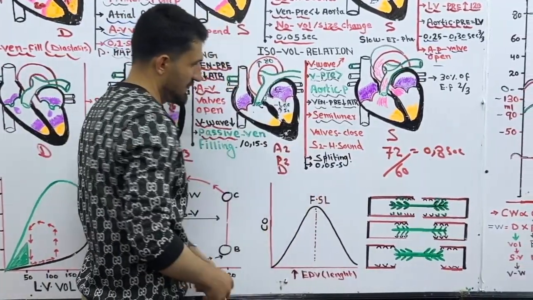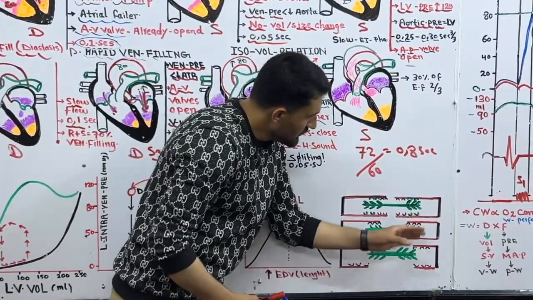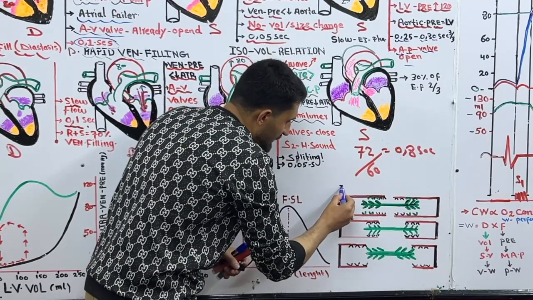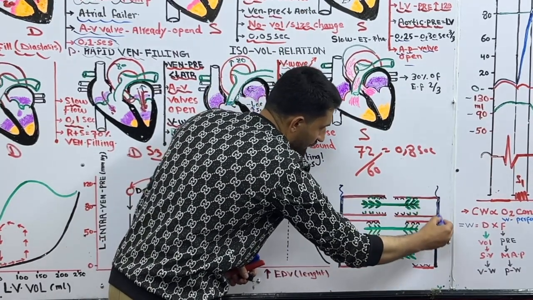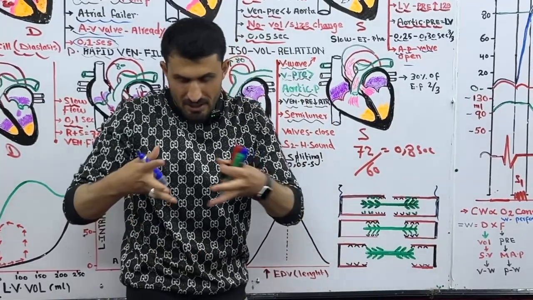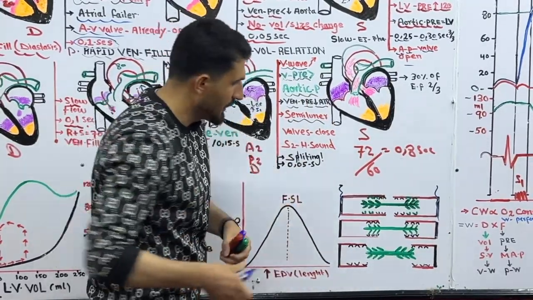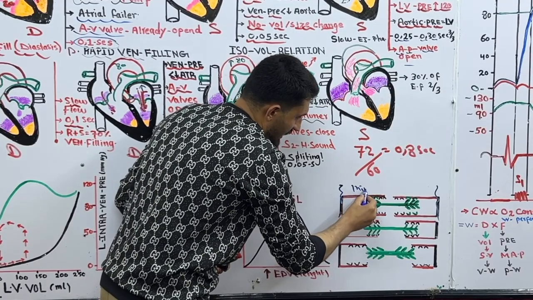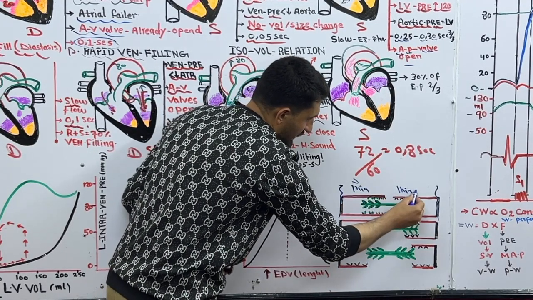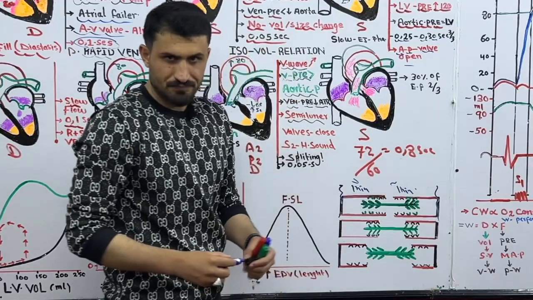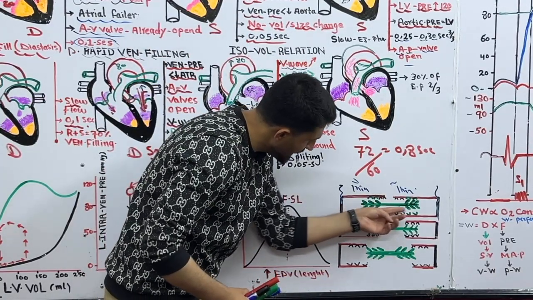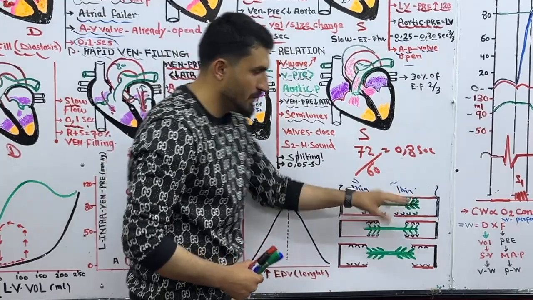Come here to the normal situation. For example, this is Z line, or Z disc. I'm talking about contractile unit of myocardium. These two rays are thin filaments. Okay, I've explained all of them in histology of the cardiac myocytes. And this one is thick filament. Now, in normal situation, listen to me carefully.